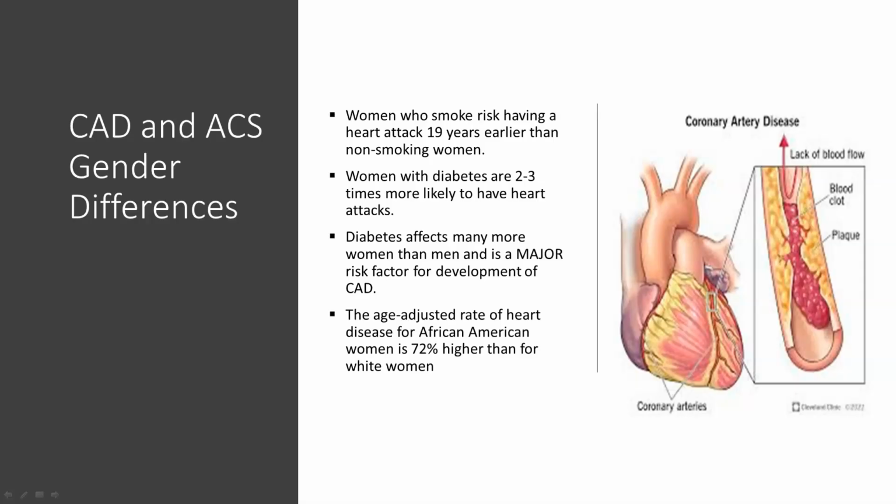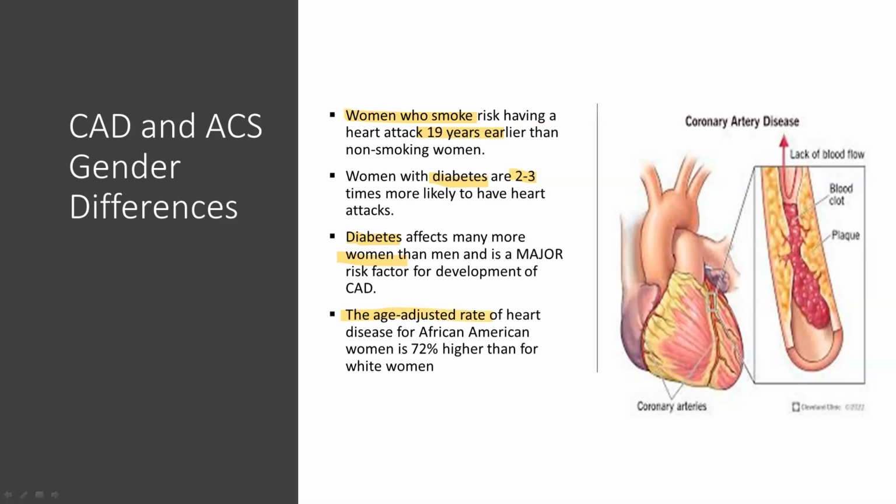So unfortunately, some of the information we do know about coronary artery disease and its progression is that women who smoke are more likely, 19 years earlier, to have issues with chest pain than non-smoking women. If it's diabetes, it's 2 to 3 times more likely. We know that diabetes is a huge risk factor for CAD, and diabetes affects more women than men.